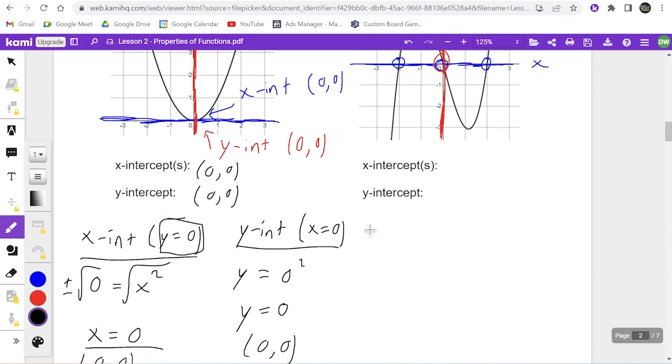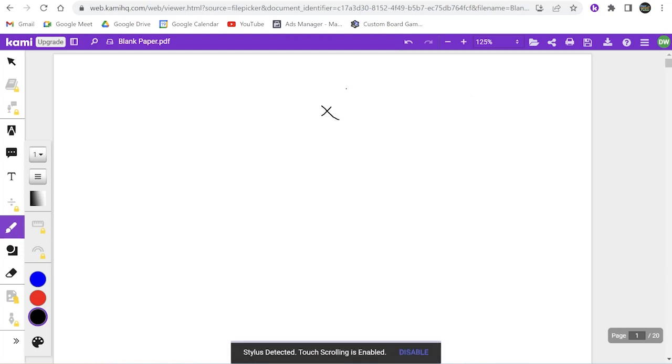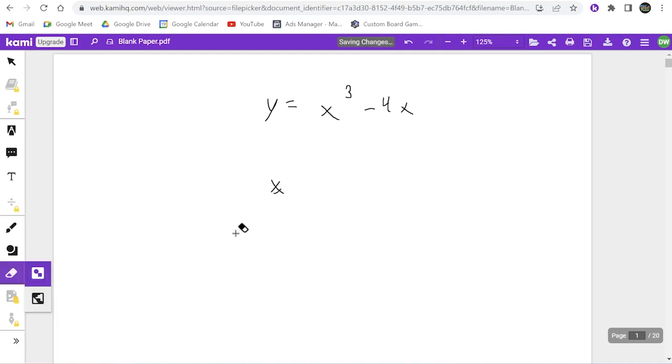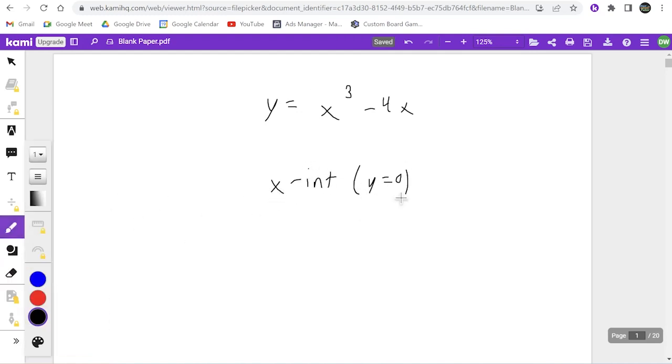So now let's find the x-intercept for this one. I'm just going to write it on a separate sheet of paper. So we've got x cubed minus 4x, specifically f of x. If you want, you can change f of x to y. It doesn't matter, it's the same thing. So here's our function. If you want the x-intercept, then remember, that's where you set y equal to 0.